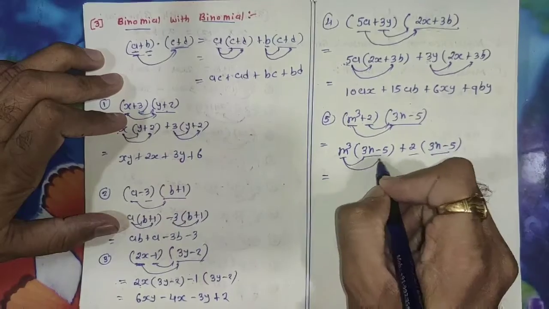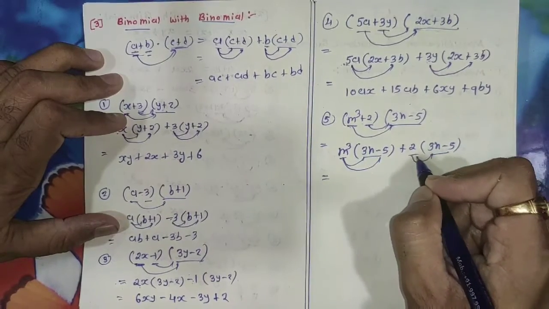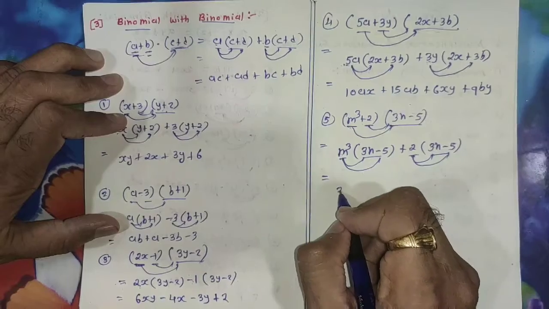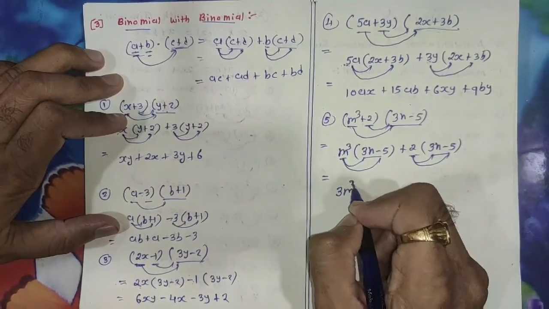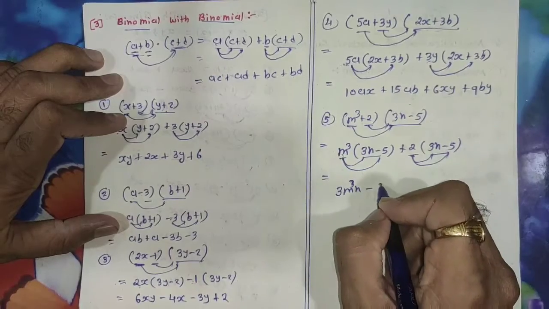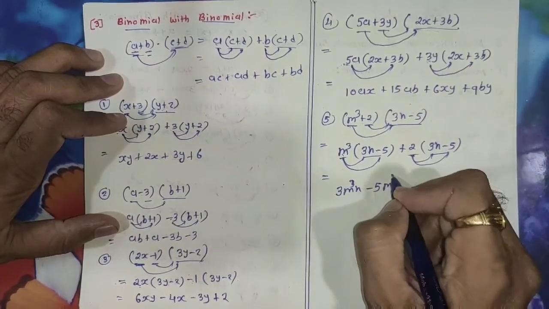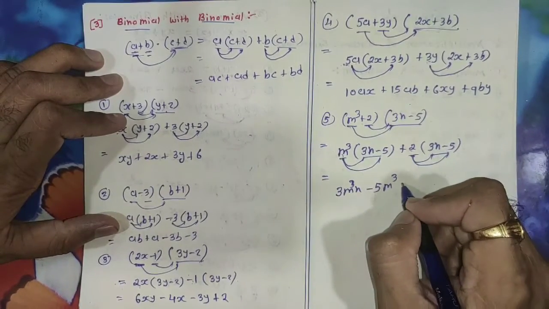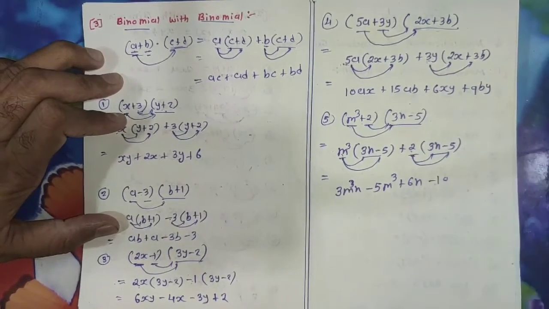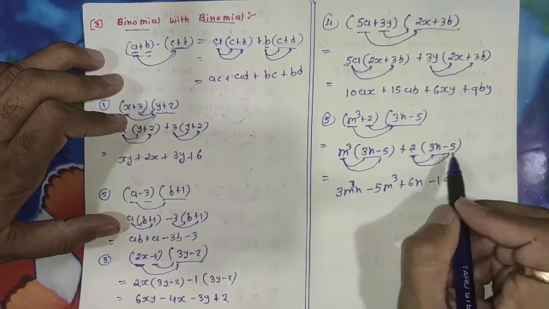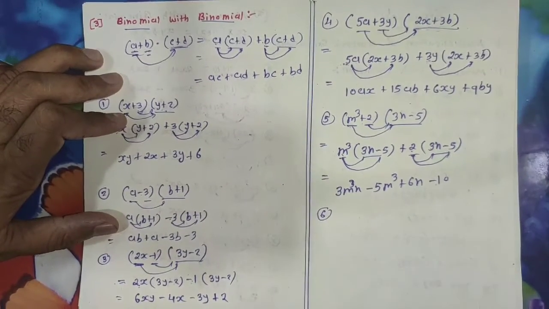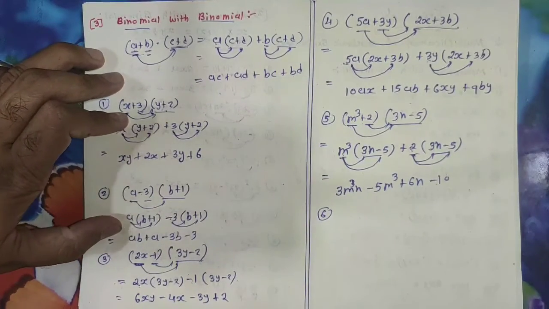Now students, again it's a monomial with binomial multiplication. Multiply with the first term, then second term, multiply this 2 with the first term, then second term. So m squared into 3n, so it's 3m cube n, then m cube into minus 5, so it's minus 5m cube, then 2 into 3n, it's plus 6n, 2 into minus 5, minus 10. 2 5s are 10, minus 10 is the answer. Clear?